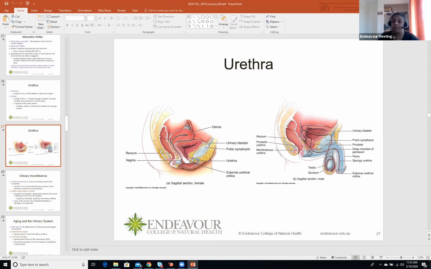Semen is basically the secretions from the testes and the male reproductive glands like the prostate and the seminal vesicles, etc. All that is collected together along with the sperms, and it all passes through the same structure, which is the urethra. So that's why it is a longer structure.